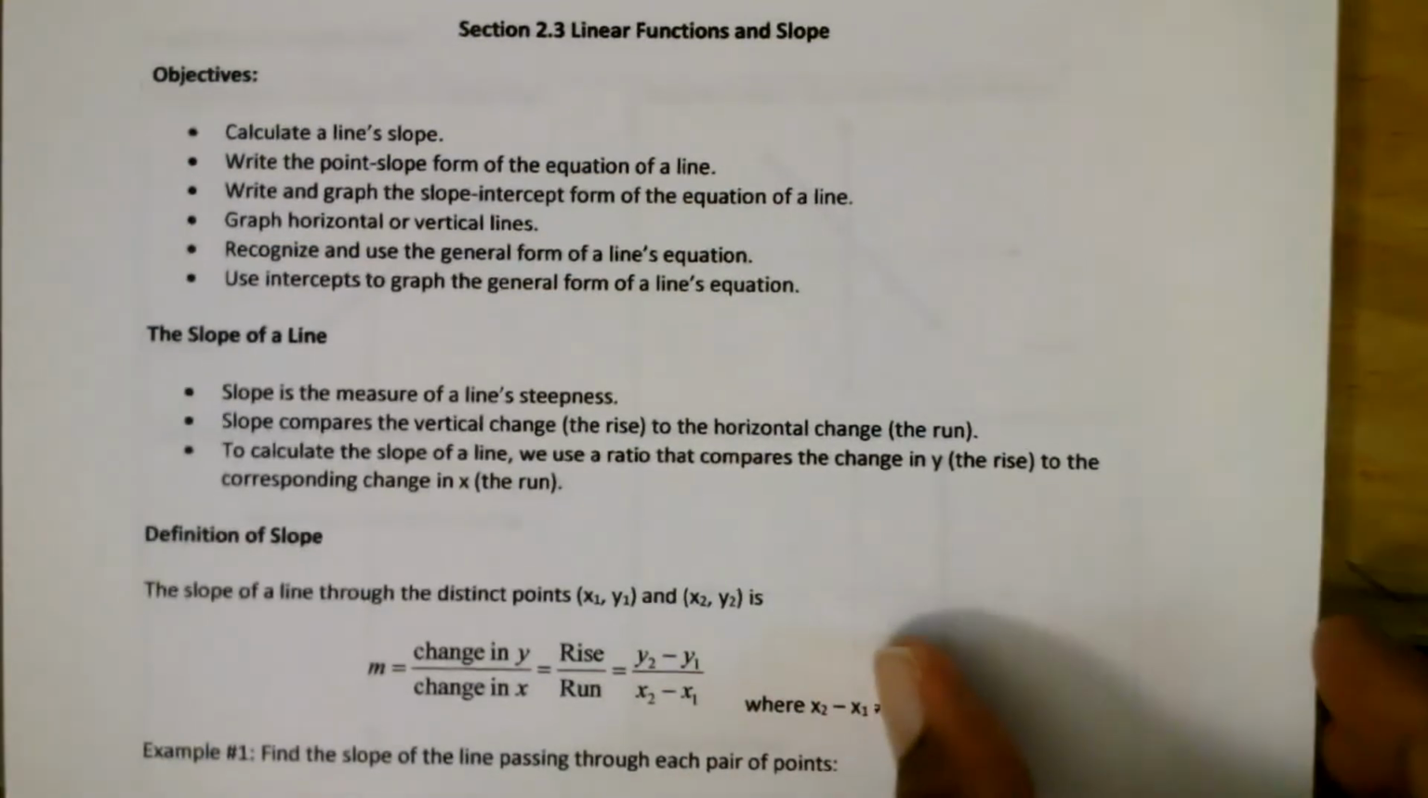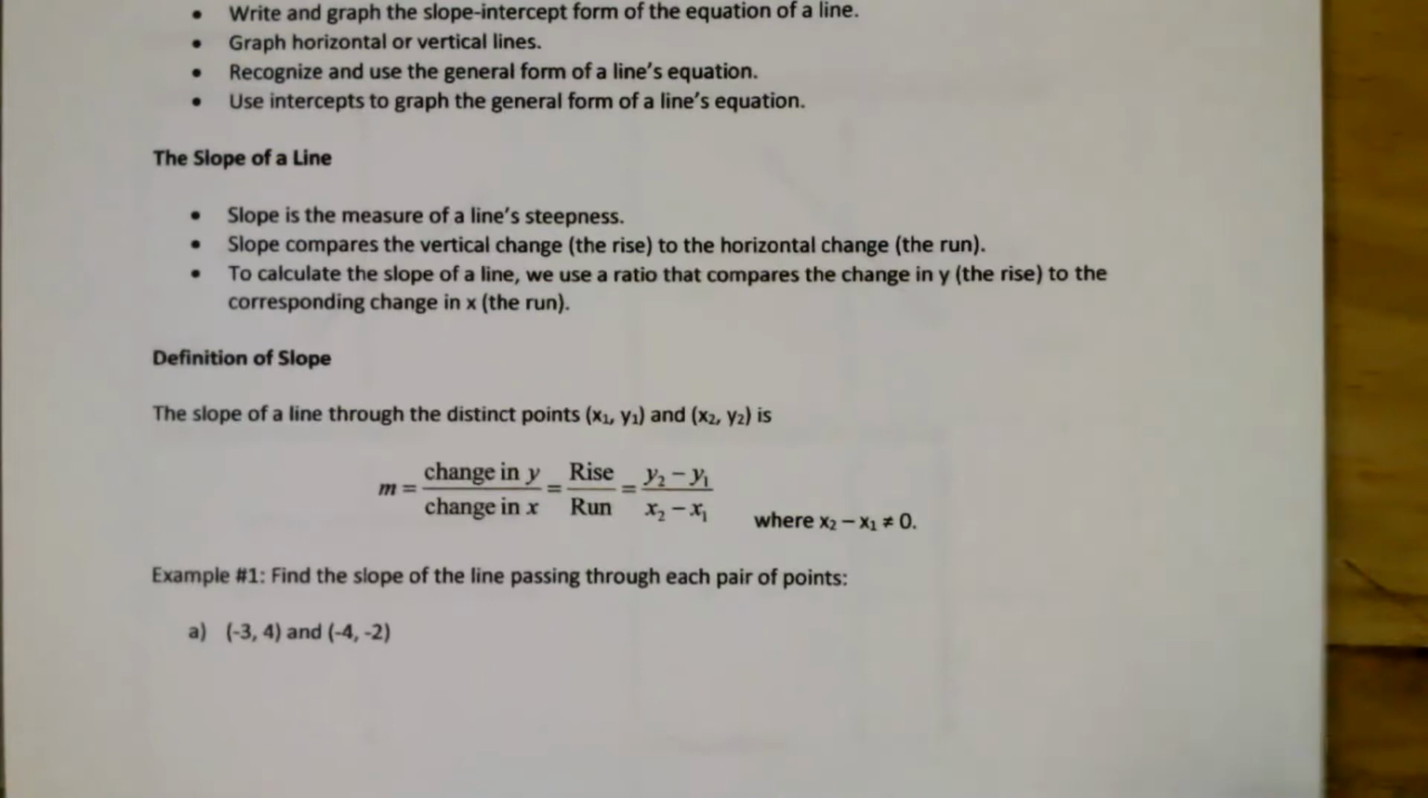So first, let's talk about the slope of a line. The slope is a measure of a line's steepness. Think of this: hills have what we call slope because you're going up a hill or going down a hill. Also, some streets where they have overpasses can also have slope. And also a ramp that handicapped people use to gain access to buildings also has a slope.